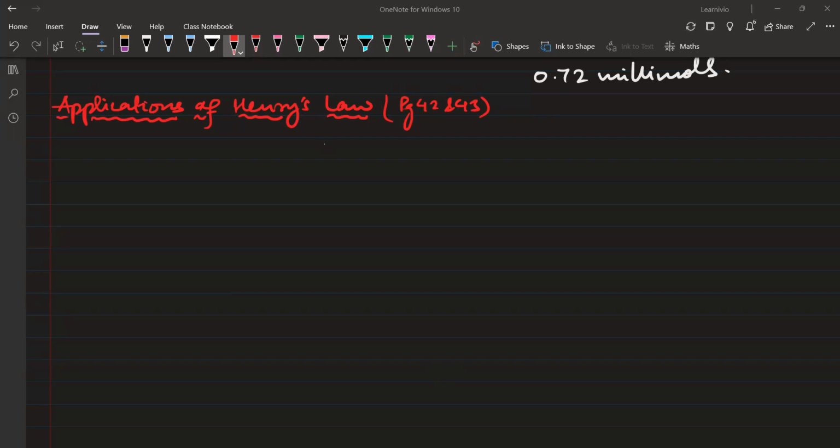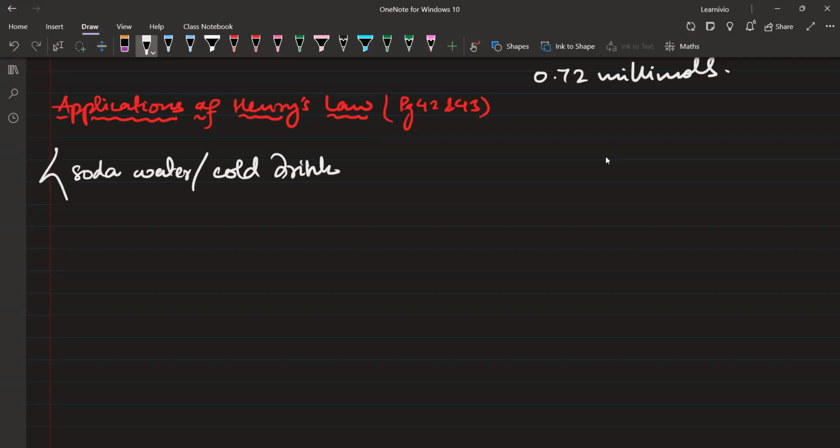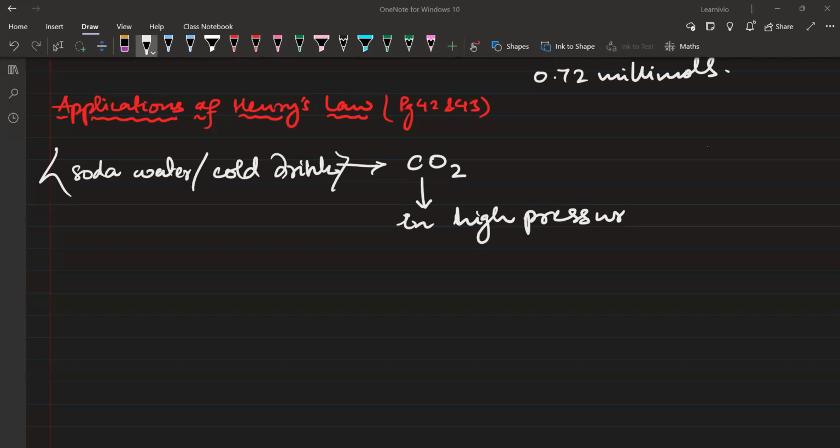First application is very easy. It relates to soda water and cold drinks. Please don't write anything. You just need to listen. Soda water and cold drinks need to have CO2, and to increase the solubility of CO2 inside water, we add CO2 at high pressure. That is why whenever you open a Coke bottle or any soft drink or cold drink bottle, you will see that gases escape out.